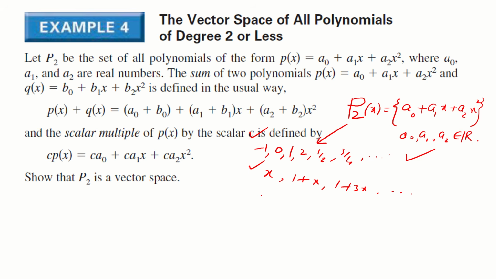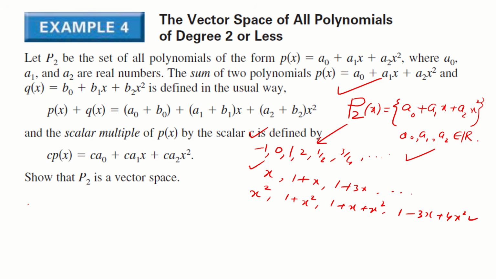And what about the quadratic polynomials? The answer is yes. Do we have x square in there? Yes. Do we have 1 + x square? Yes. Do we have 1 + x + x square? The answer is yes. Or 1 - 3x + 4x square? The answer is yes. So this polynomial set contains all polynomials of degree less than or equal to 2.